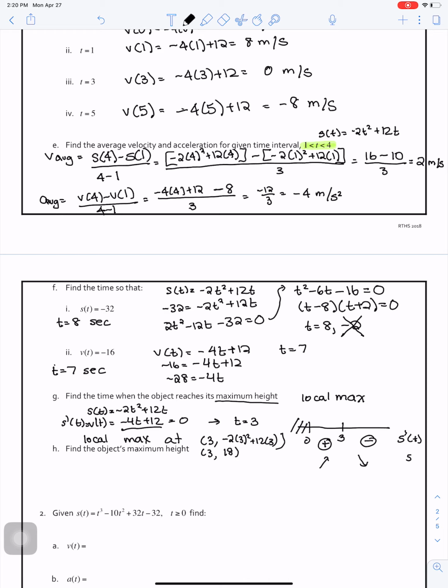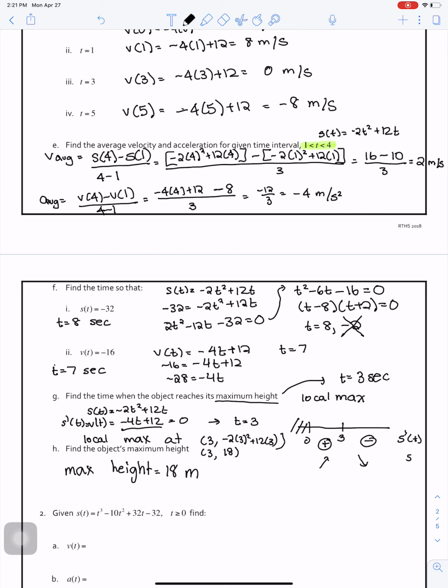So find the time when the object reaches its maximum height. My time is 3 seconds. My maximum height is the y coordinate, which I've already done. And my y coordinate is 18 meters, because I'm assuming my units are meters.